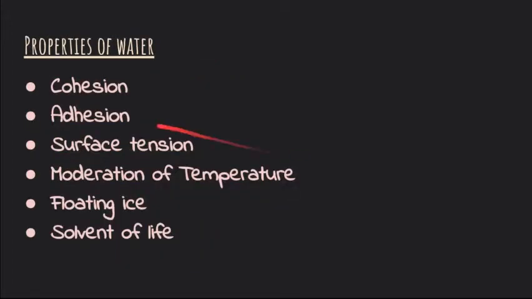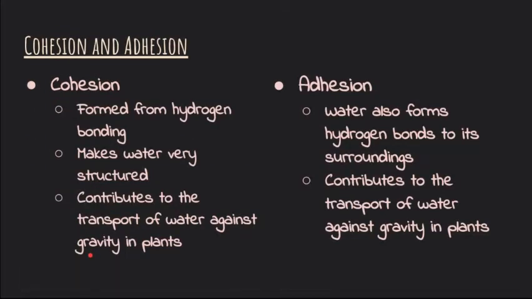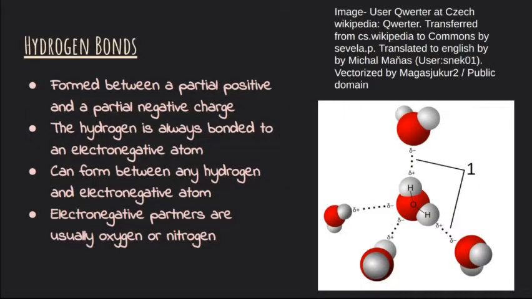So these are the properties of water that I'm going to mention in this video. It's going to be cohesion, adhesion, surface tension, moderation of temperature, floating ice, and how water acts as a solvent of life. Cohesion and adhesion are closely related. They're both formed because of hydrogen bonding. Hydrogen bonding allows for water molecules to come together, as you can see in this image.